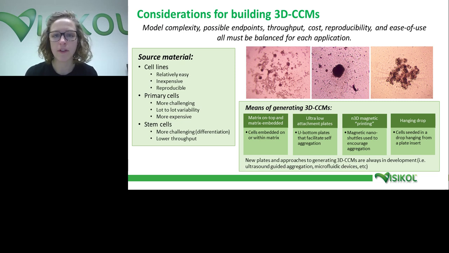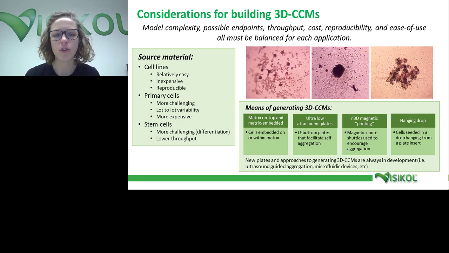So sometimes the preference is to use primary cells. They're much more challenging. There's a lot of variability. They're more expensive, and you can really only use them once. You can't continually propagate these guys in culture in order to run multiple experiments on the same lot. And then there's stem cells. These are much more challenging and take much longer to develop just due to the oftentimes long differentiation protocols that are required. So this usually puts them in a more low throughput category.